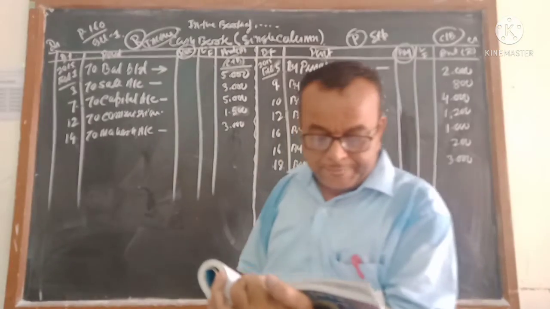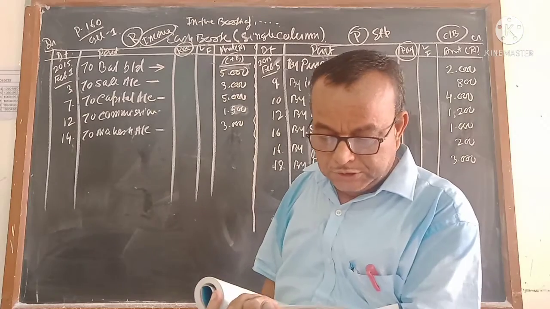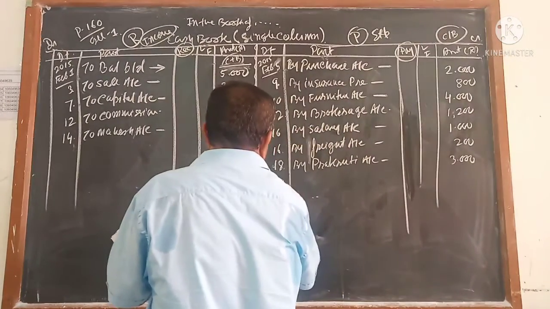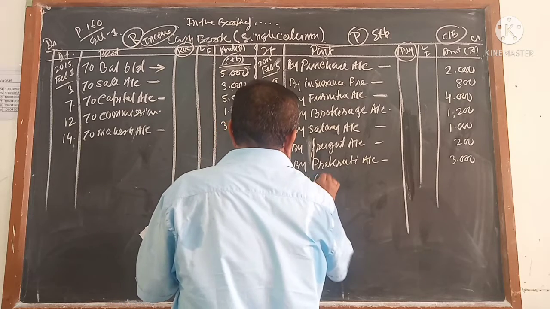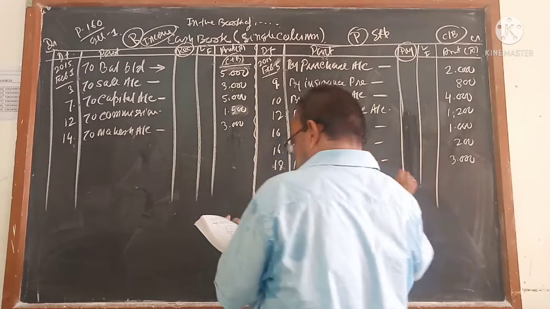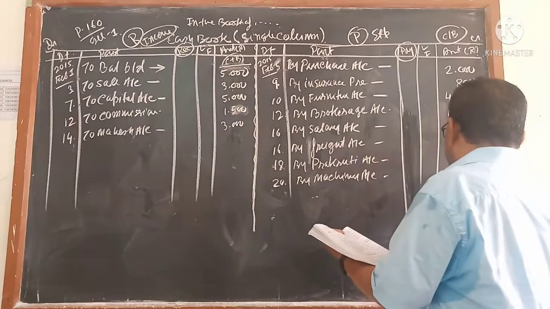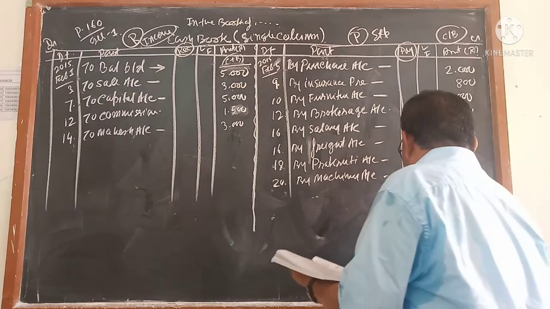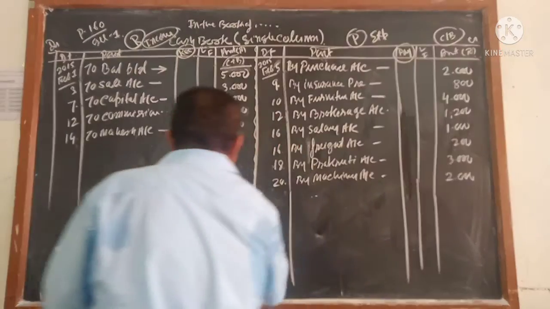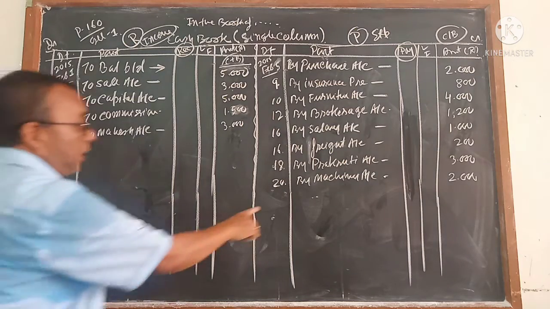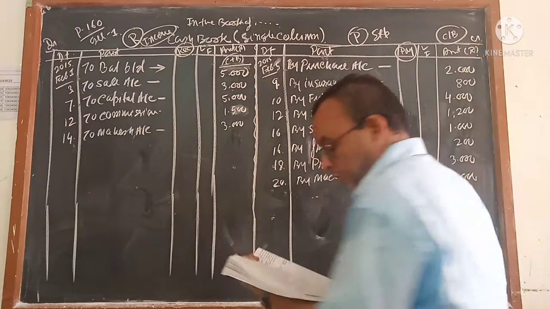Now number 20. Machinery purchase for the business of rupees 2,000. That was all cash transactions. By machinery account, how much? 2,000. Do you understand? Machinery you have purchased for cash, so by machinery account, you are getting 2,000.